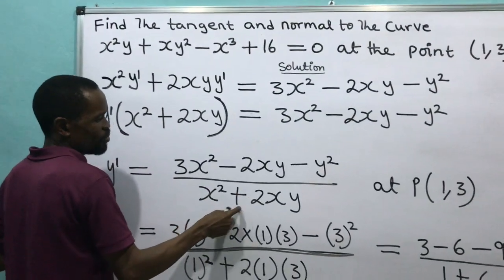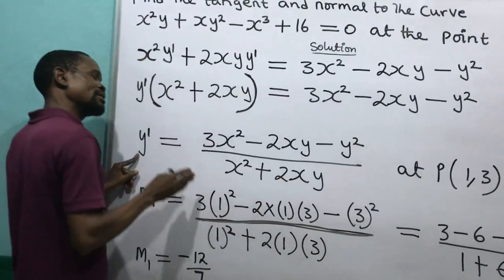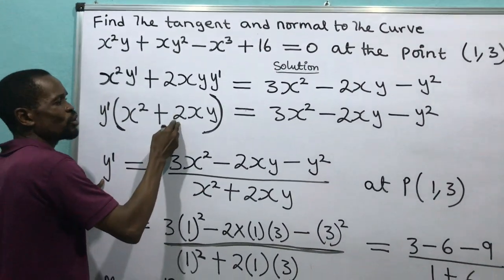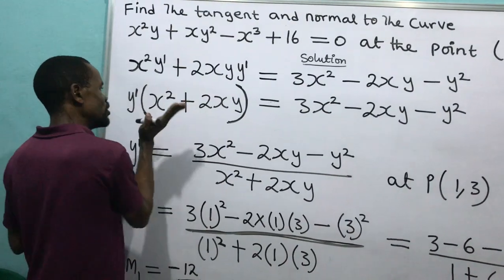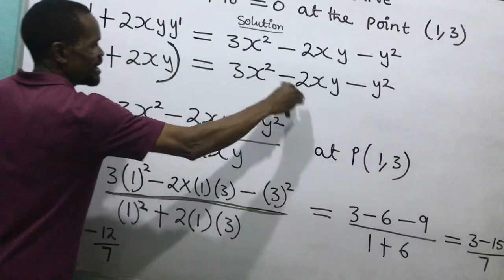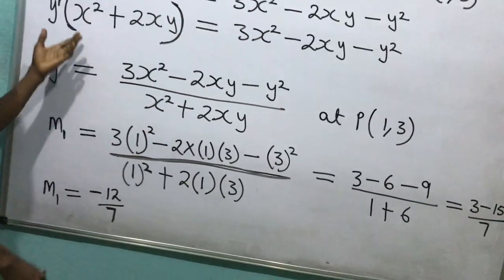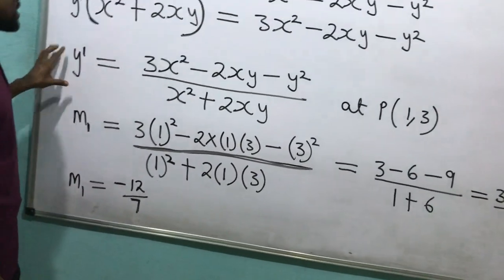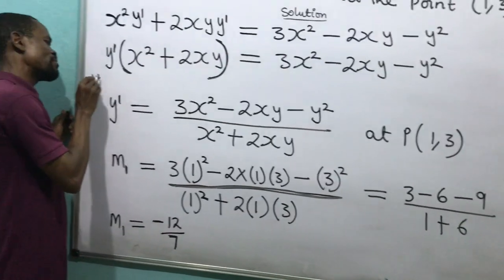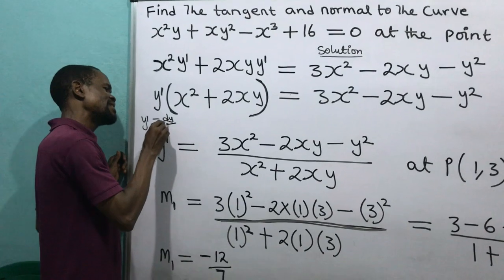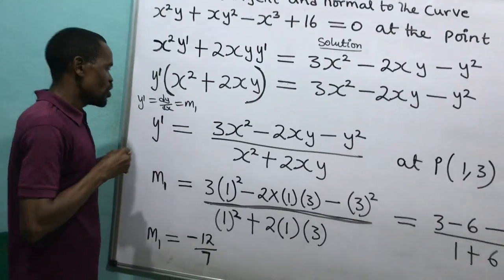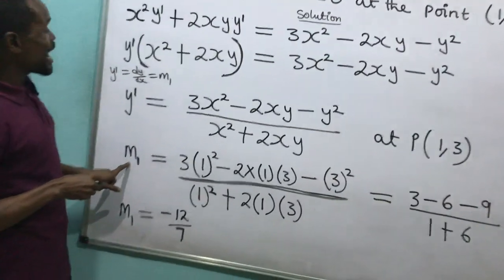x squared plus 2xy. What did I do? I divide through by what? x squared plus 2xy. I divide this side and this side by this. When I divide this by this, I have this. So that's what I did here. Then, remember what I told you, that y prime is the same as dy/dx, which is my slope, which is what? M1. So for y prime, I have my M1.